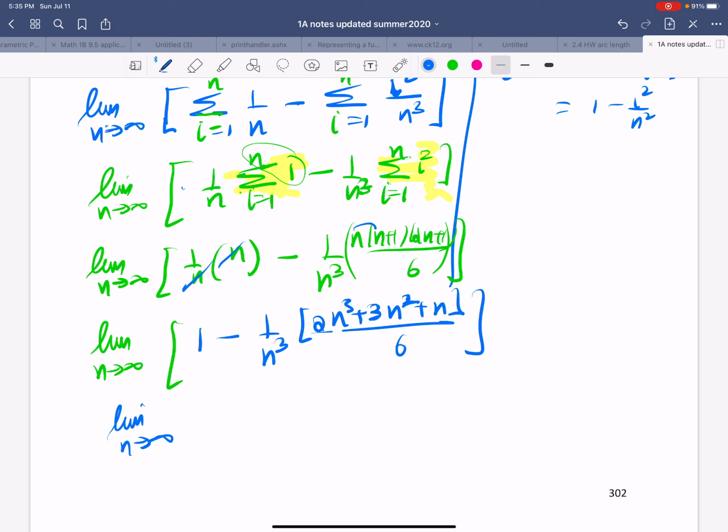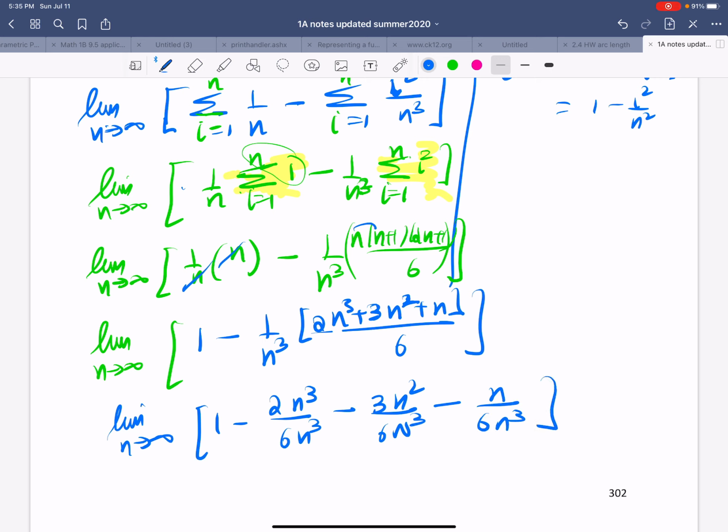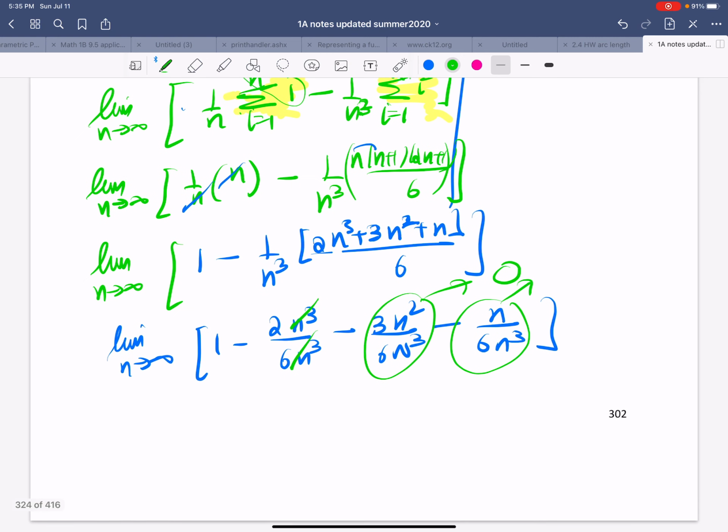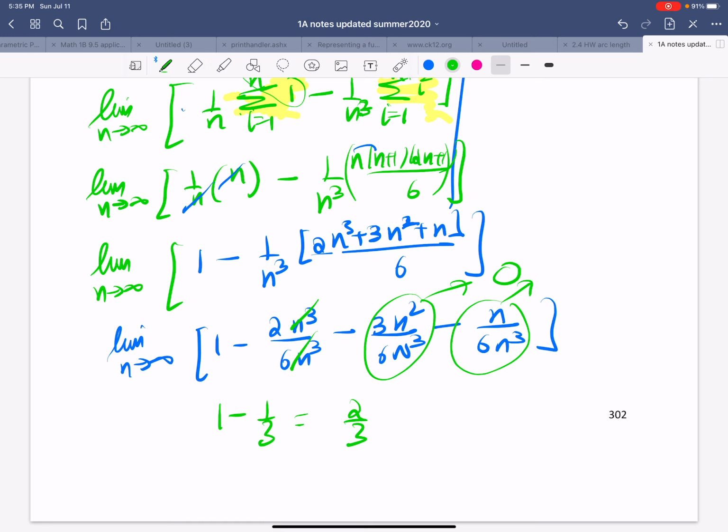All right, so now I have 1 minus, let's go ahead and distribute n to the third in there. So this becomes 2n to the third over 6n to the third minus 3n squared over 6n to the third minus n over 6n to the third. Now, if I look carefully, these will cancel, but in all these other terms, when n goes to infinity, I'm going to have n's left in the denominator, so these terms are going to go to 0. So I'm left with 1 minus 2/6, which is 1 minus a third. That comes out to be 2/3.